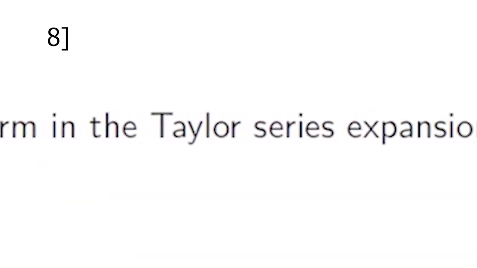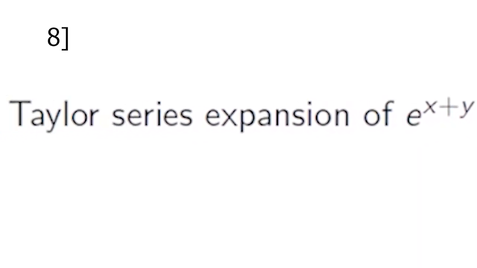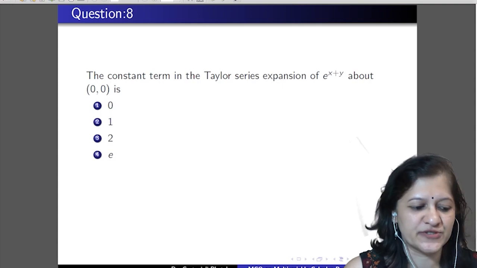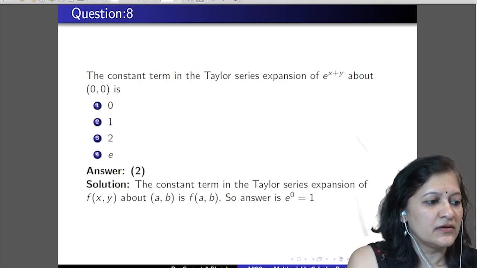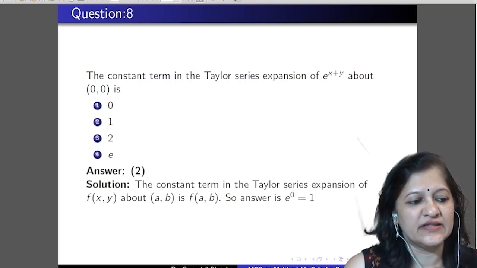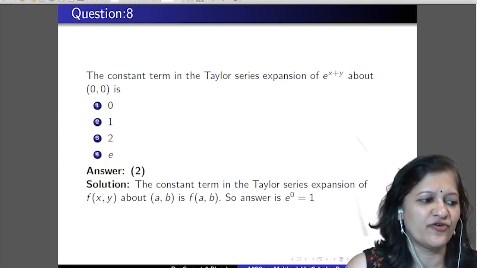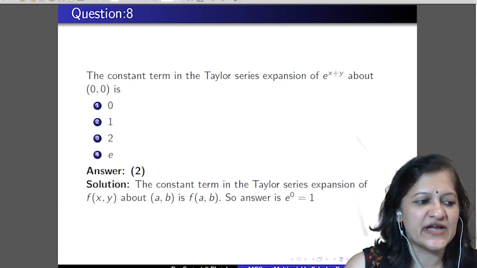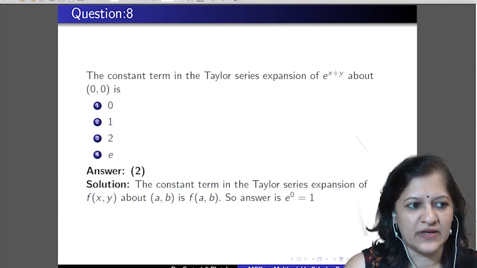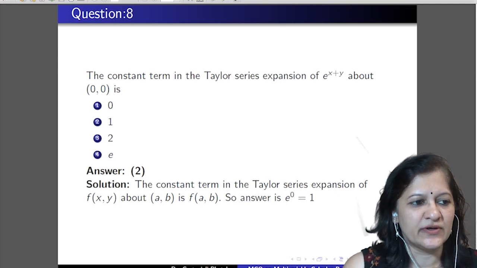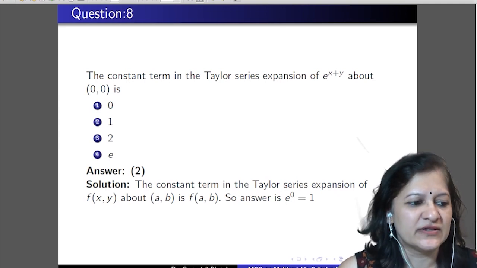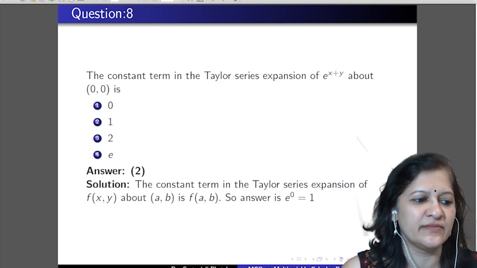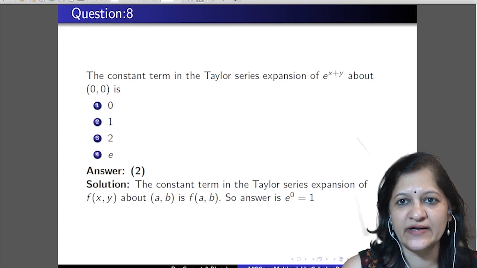The constant term in the Taylor series expansion of e raised to x plus y about the point (0, 0) is, there are 4 options. Here, the constant term in the Taylor series expansion of function f of x, y about the point (a, b) is f of (a, b). So you just have to find the value f of (a, b). In this example, you have to substitute x equal to 0, y equal to 0. That means e raised to 0, which is equal to 1. So the constant term is 1. No need to write the whole expression.